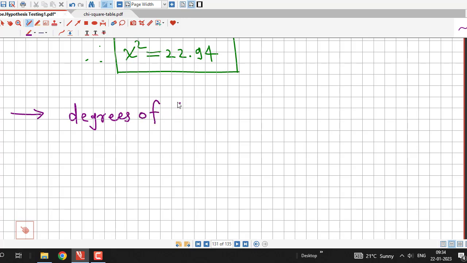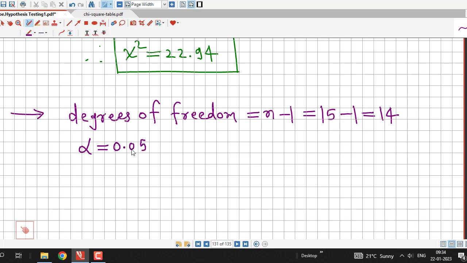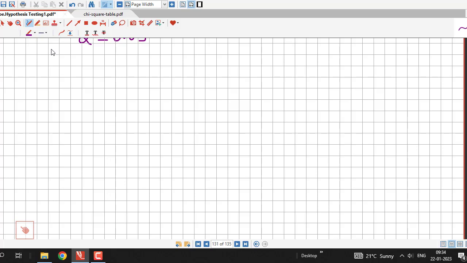So here degrees of freedom is equal to sample size minus 1, and sample size is 15. So we have 14 degrees of freedom. Level of significance is given as 0.05, and we have upper tailed or right tailed test. So first we roughly sketch the graph of chi-square probability density curve.